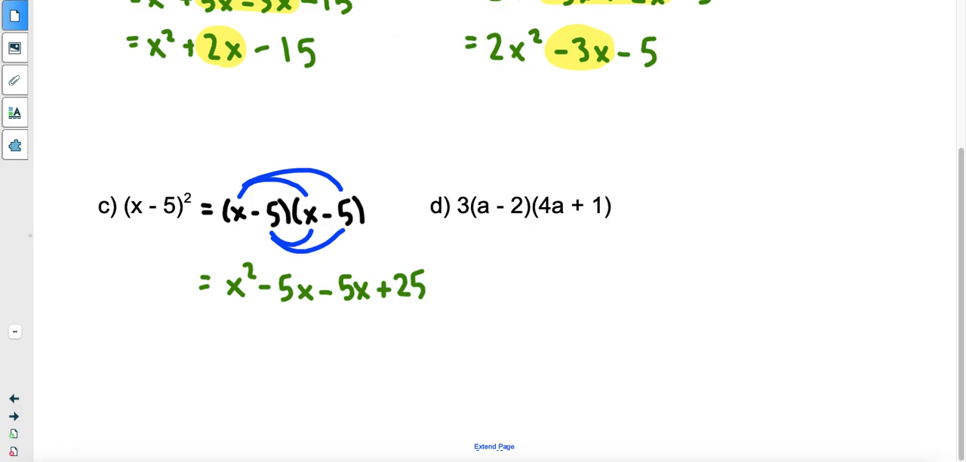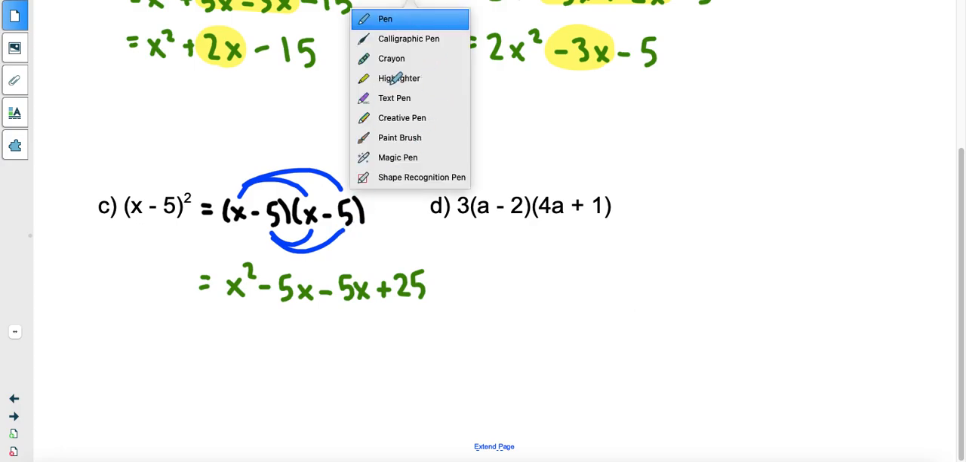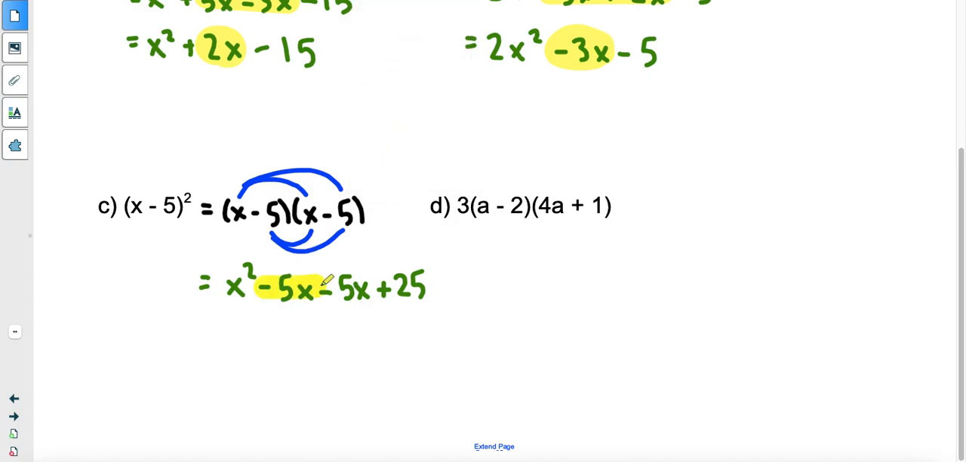And we can simplify this even more, right? Because you'll notice negative 5x minus 5x, that's just negative 10x. And there we go, that's my answer.